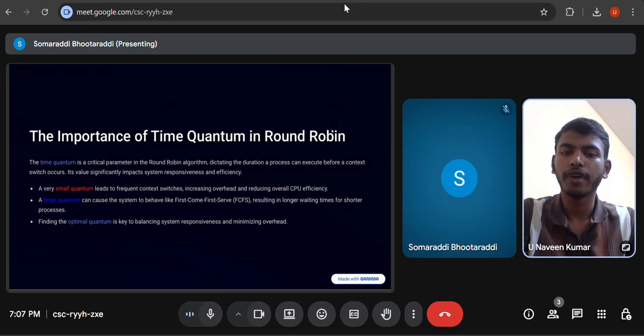The third one is to find the optimal balance. The quantum should be large enough to reduce context switches and small enough to ensure good responsiveness. Commonly, this gives the optimal results.